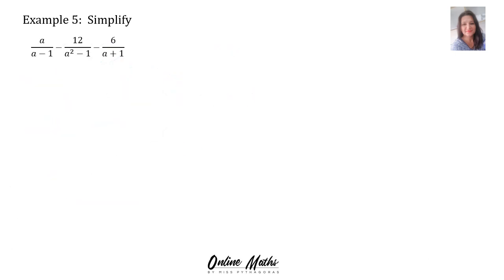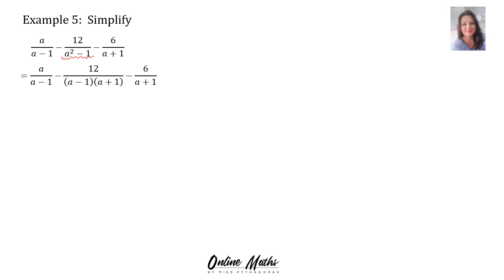On example 5, the first thing that we're going to do is always check if there is something on your denominator that you can factorize. And in this case, indeed, the second term you can. It's the difference of two squares. So you start there. So a over a minus 1 is exactly the same. And then the minus 12 becomes a minus 1, a plus 1, the difference of two squares. Minus 6 over a plus 1.